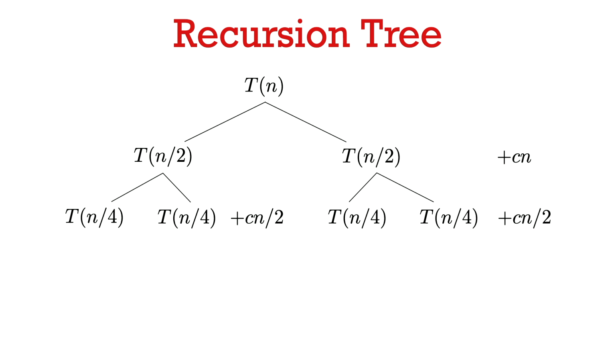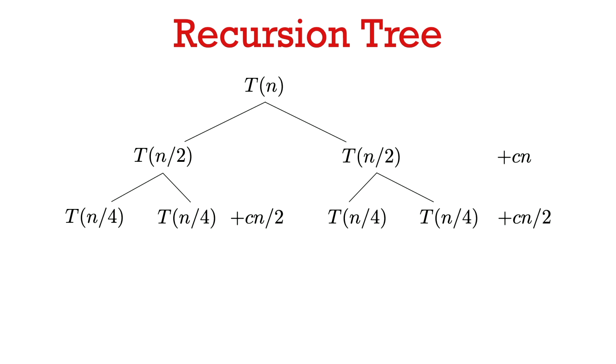And you see that we have two kinds of terms here, right? We have a cost that we pay at the moment, so these are the terms of cn and cn over 2. Those terms we can already add to the cost of our algorithm. And then we have the terms involving T that we have to keep expanding. So I'm going to collect all the terms that we pay at the moment for a level at the side.